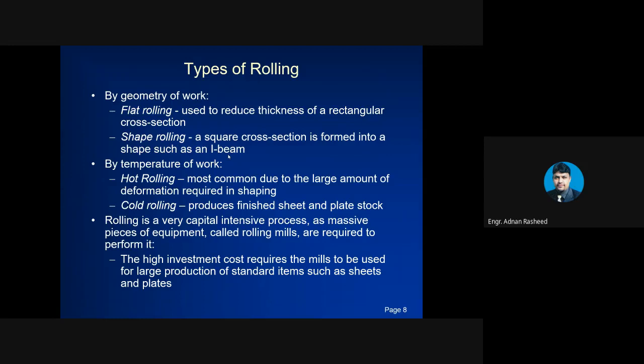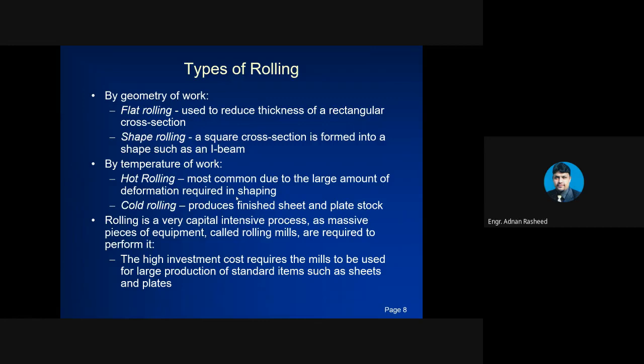Now, by the temperature of work, we can divide the rolling type into two: hot rolling and cold rolling. Hot rolling is most common due to the large amount of deformation required in shape. It is performed when a large amount of shape change is required. In the cold rolling process, sheets and plates are used as stock and no heating is required. All are discussed in the coming slides.